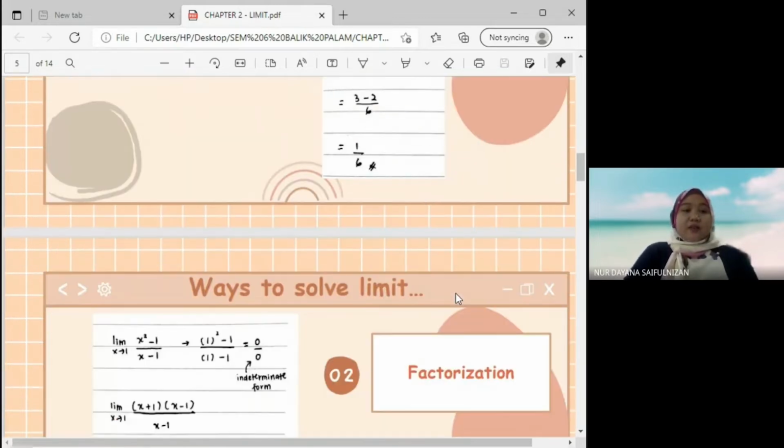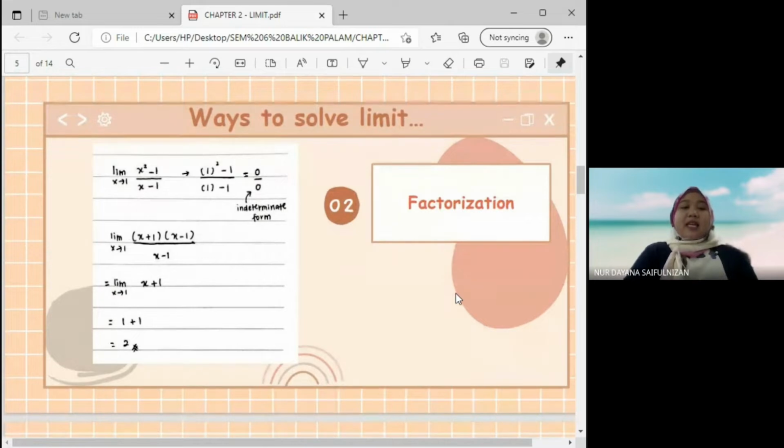Okay, so the second way to solve a limit is factorization. As I said before, you have to do substitution first. This is because as you can see here, I substitute the value of x, which is 1, into the function, and I got 0 over 0. 0 over 0, we call it indeterminate form. When it is indeterminate form, we have to do factorization.